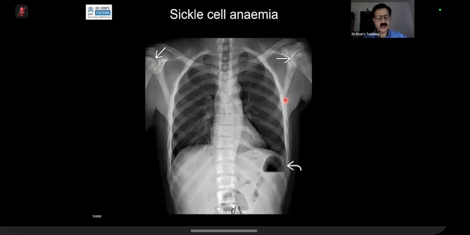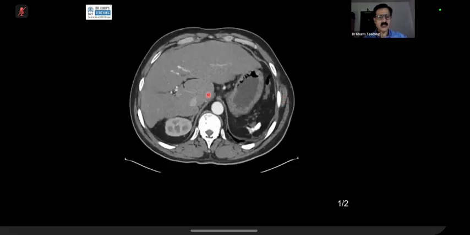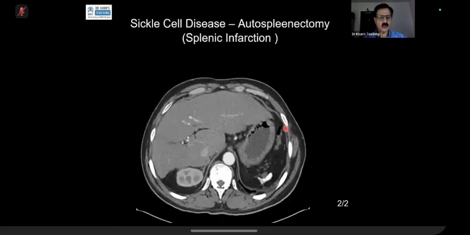So the eye sees what the mind knows. Example on a CT scan of an autosplenectomy, where the spleen is totally infarcted and calcified, a very small spleen.